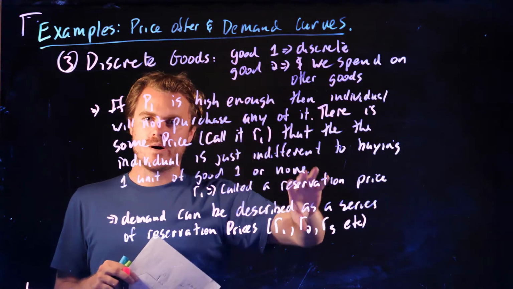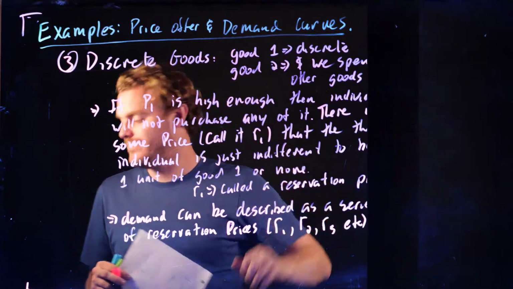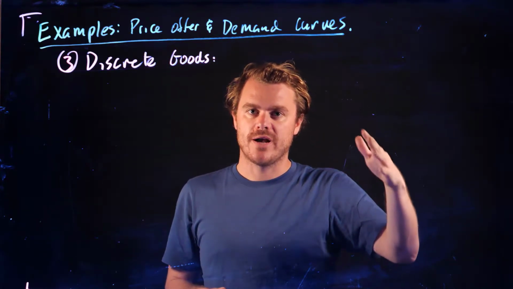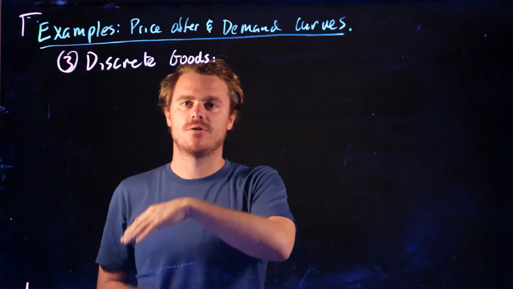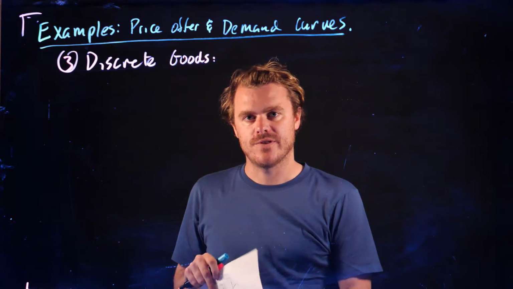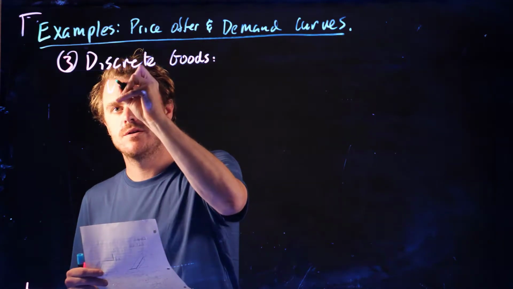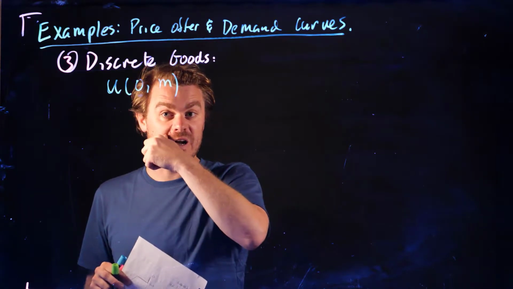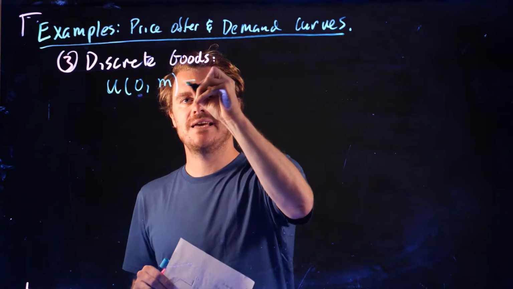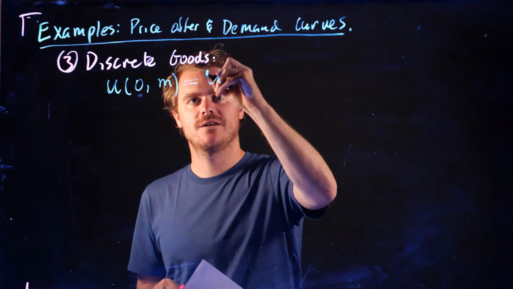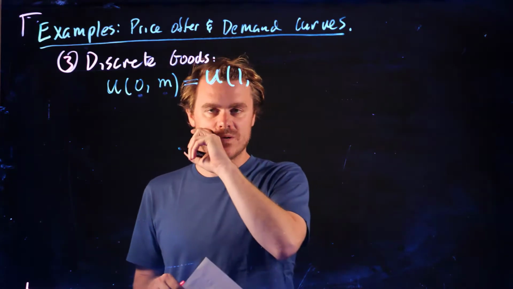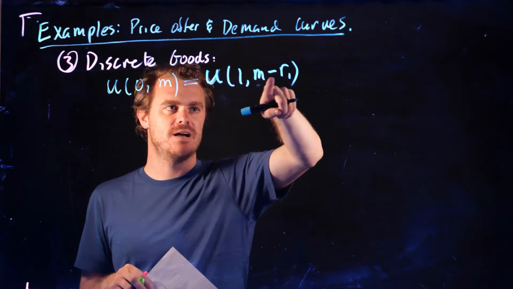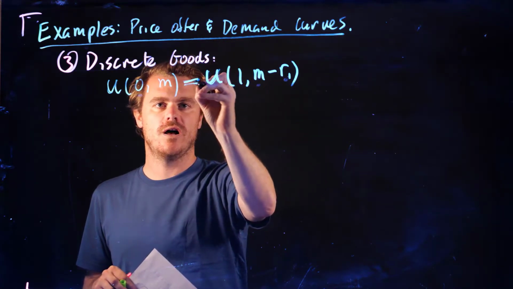Okay, so let's erase this and think more about these reservation prices and then draw our demand curve. We just introduced this idea of reservation price. R1 was the price at which this consumer was just indifferent between purchasing 0 of this discrete good and 1. And we can solve for these reservation prices. That would be the point where U of 0, purchasing 0 of good 1 and spending all your money on other goods, which is good 2, is going to have the same utility as purchasing one of these discrete goods and spending the rest of your money, your income minus that reservation price, on all other goods.